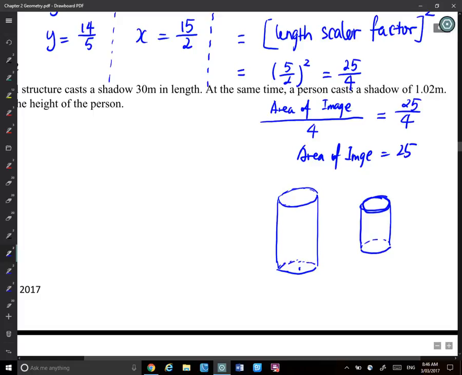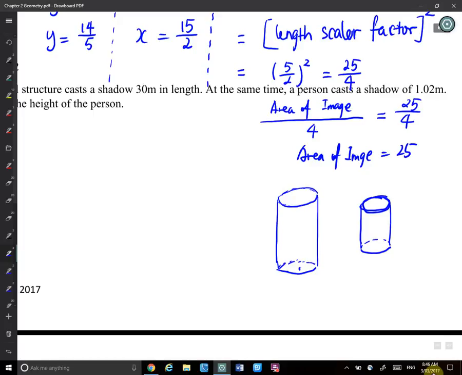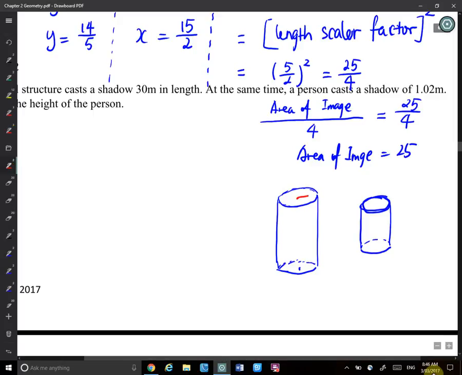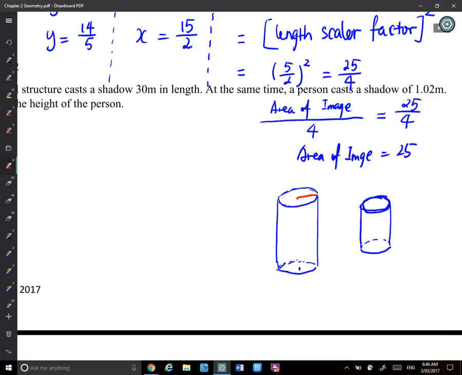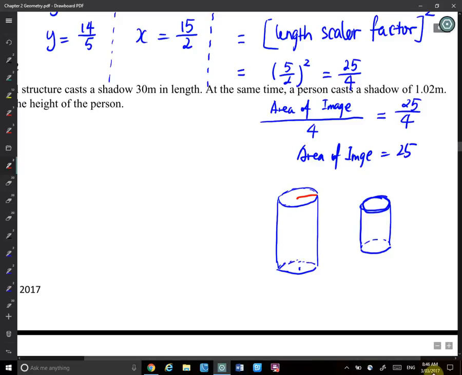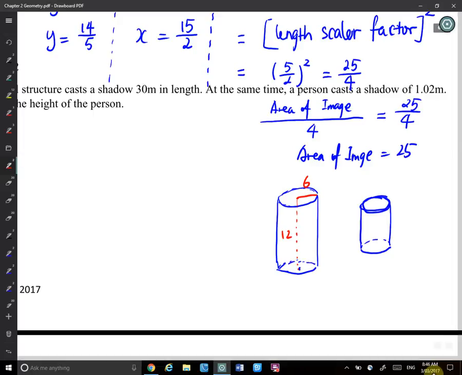How can those two become similar shapes? What decides what the cylinder looks like is the height and the radius. It's how big the bottom is and how high the cylinder is. So let's say we have a radius of 6 here, and 12 is the height.